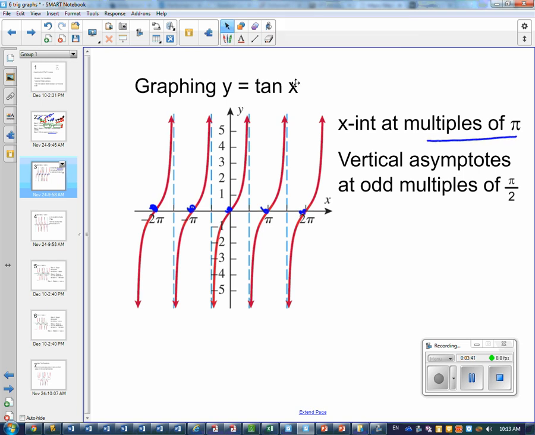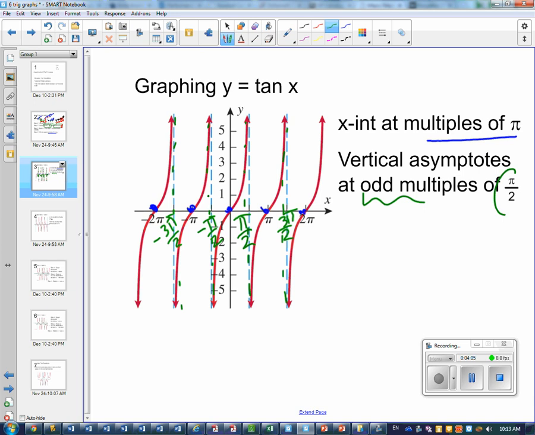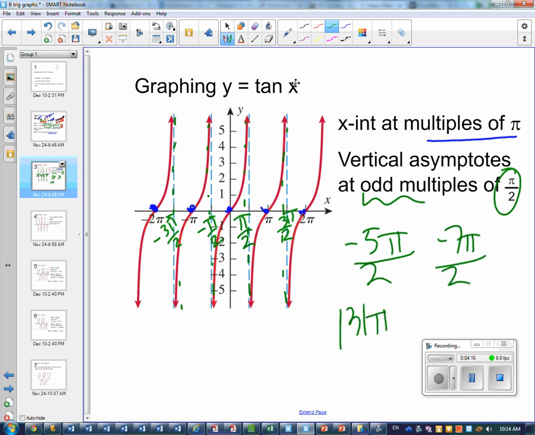And then in between each x-intercept, you have a vertical asymptote. That's these blue dashed lines. So in between 0 and pi, this is 1 pi over 2. Between 1 pi and 2 pi, we have 3 pi over 2. So these are happening at what we call the odd multiples of pi over 2. So any odd number times pi over 2 is going to be a vertical asymptote. Any odd number.